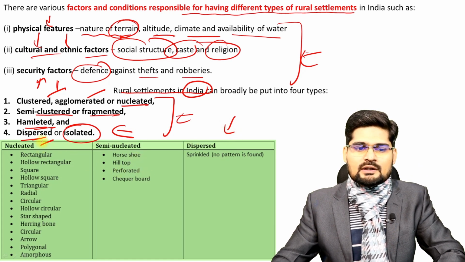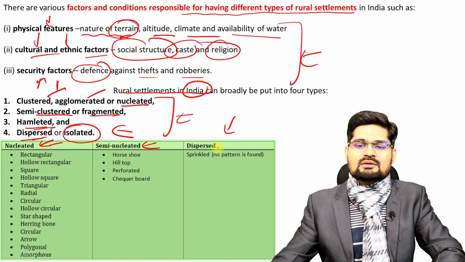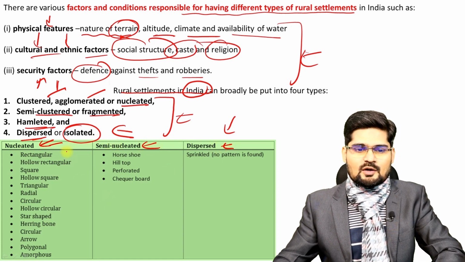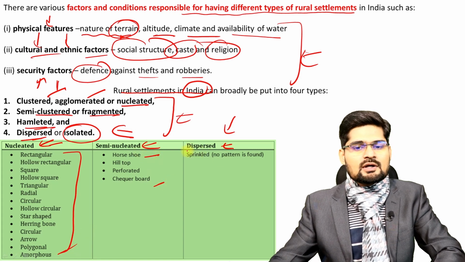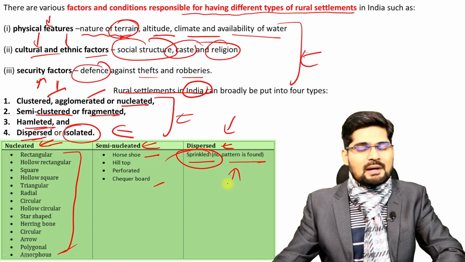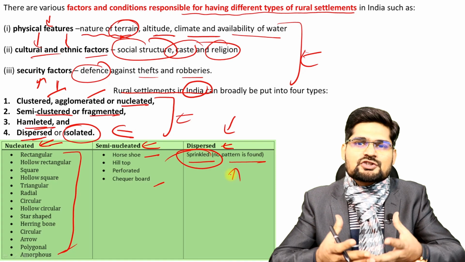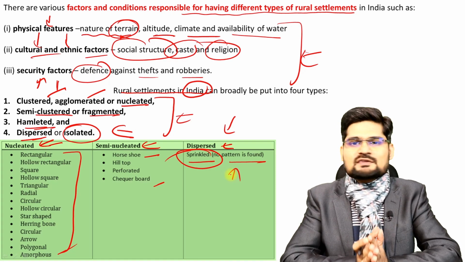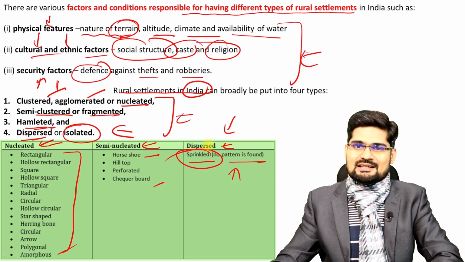So what you observe further, this is one of the tables which you can use for yourself when you want to look into the various aspects of types of nucleated settlements, semi-nucleated or dispersed, right? So you observe rectangular to amorphous, to horseshoe shape, to the checkerboard, to dispersed, that is sprinkled or no pattern, which is a random pattern. So we can observe that there are various kinds of pattern, various kinds of shape, spatial distribution of these settlements which account for their uniqueness or their classification at the same time that we learn.